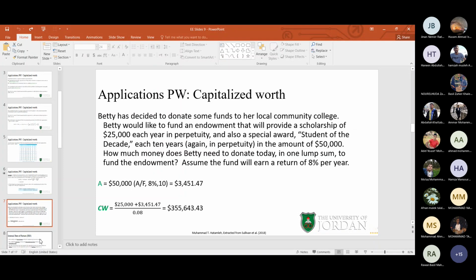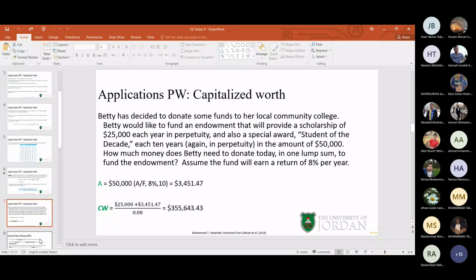Now, in this example, we have Perry who has decided to donate some funds to her local community college. She would like to fund an endowment that will provide a scholarship of $25,000 each year in perpetuity, and also a special award, Student of the Decade, each 10 years, in the amount of $50,000.